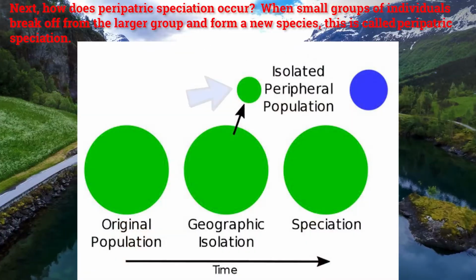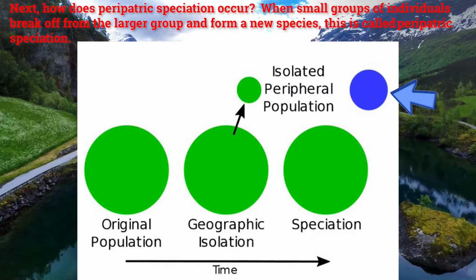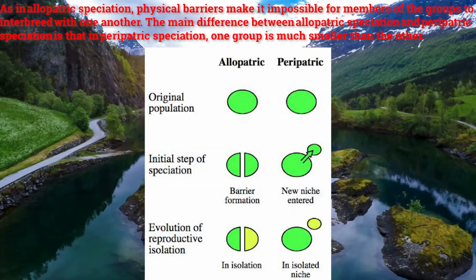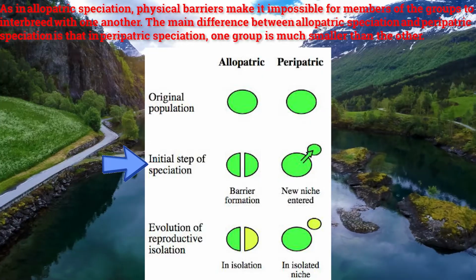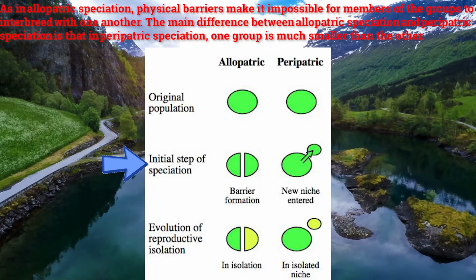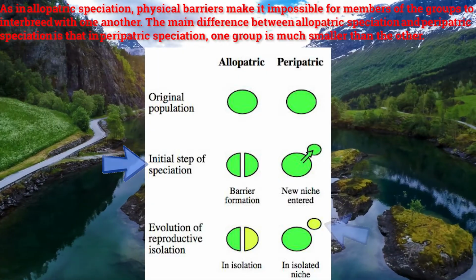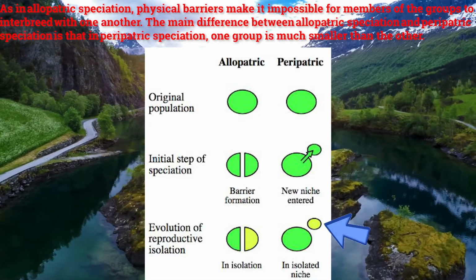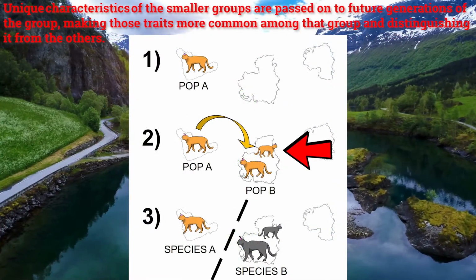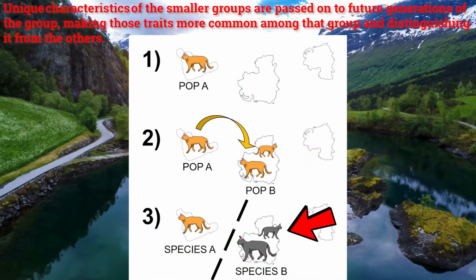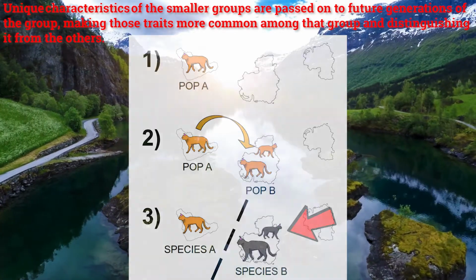When small groups of individuals break off from the larger group and form a new species, this is called peripatric speciation. As in allopatric speciation, physical barriers make it impossible for members of the groups to interbreed with one another. The main difference between allopatric speciation and peripatric speciation is that in peripatric speciation, one group is much smaller than the other. Unique characteristics of the smaller groups are passed on to future generations of the group, making those traits more common among the group and distinguishing it from the others.